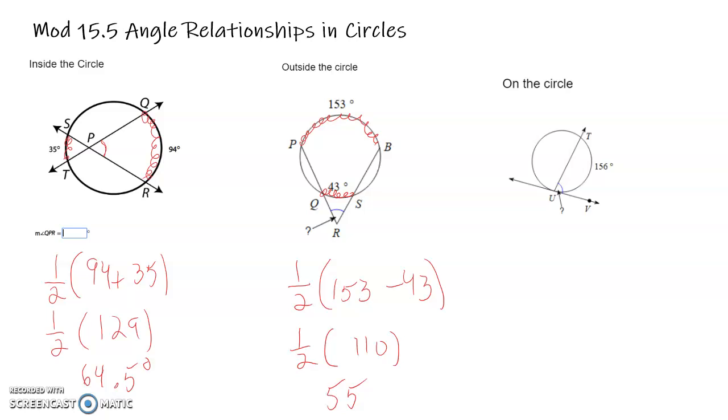And if the angle is on the circle, so if we have a tangent and a chord coming from that, it is just half of that intercepted arc. So the intercepted arc of TUV is this arc right here, TU, which is 156 degrees. Take half of that and you get 78.